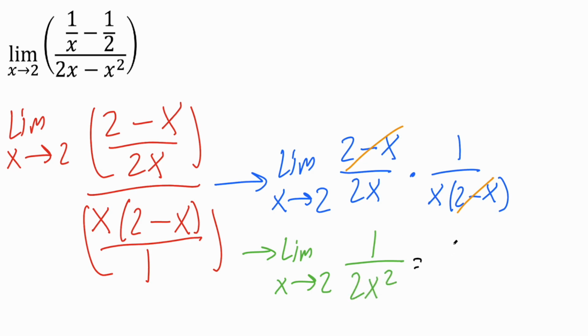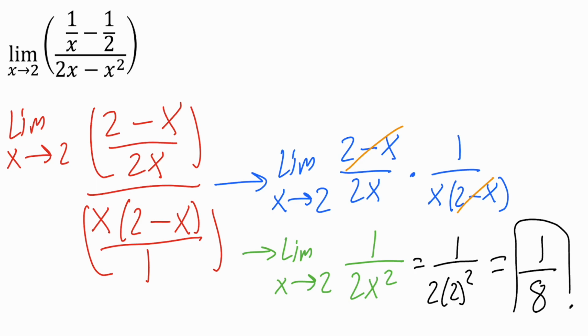Here we can plug in. We will get 1 divided by 2 times (2 squared). 2 squared is 2 times 2, which is 4. 4 times 2 is 8, so we get 1 over 8. This right here is our final answer. And that's all we need to do for this problem.